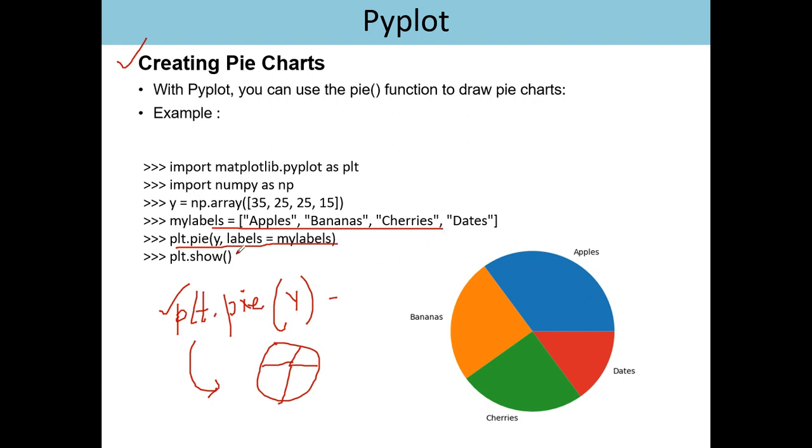But if you want some labels, then obviously a list of labels needs to be passed in the second argument. You can readily guess that the number of labels and the number of values on the axis should be the same. So this is how you can design a pie chart.